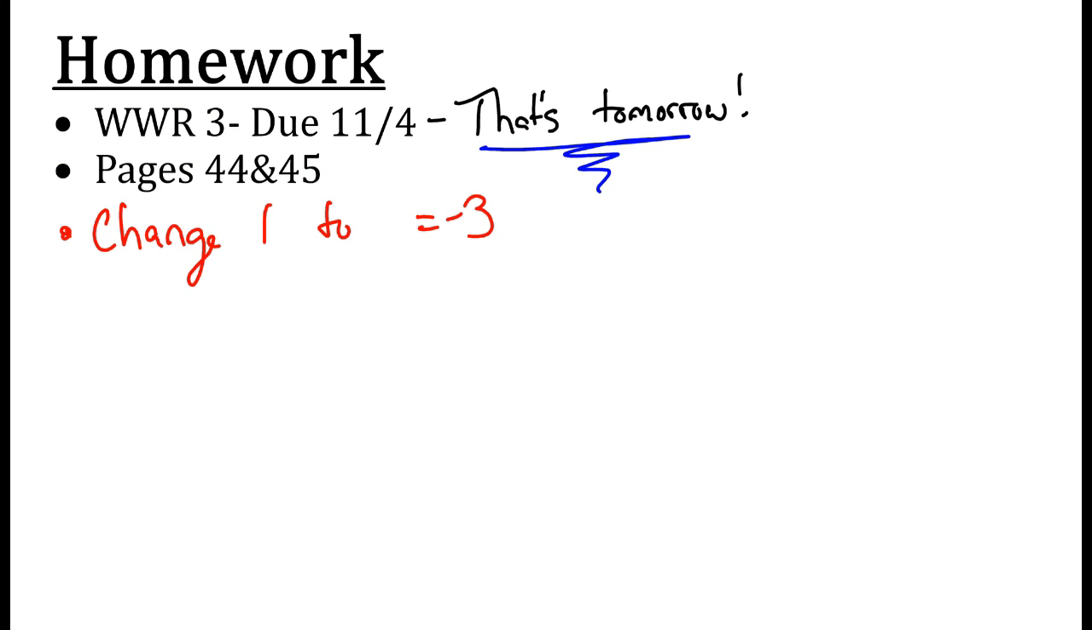Number 3, the square root of 56 minus x equals x. Again, it's the same thing. Same structure as this one here.